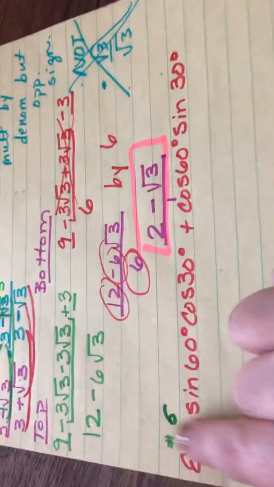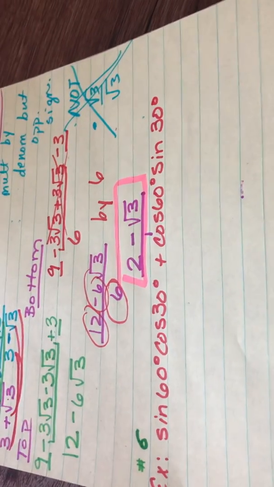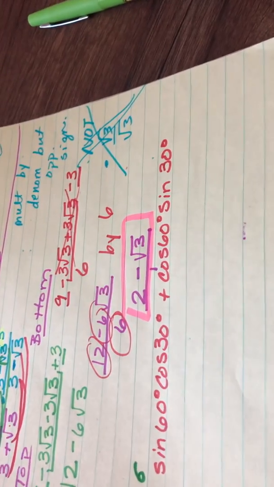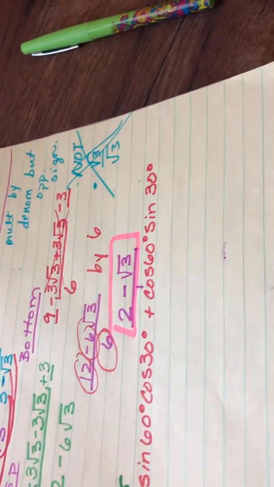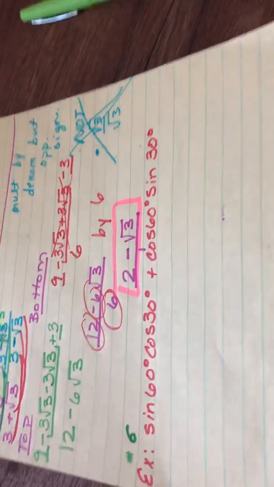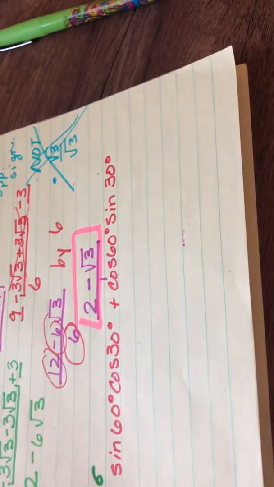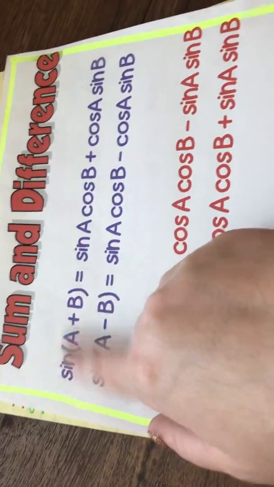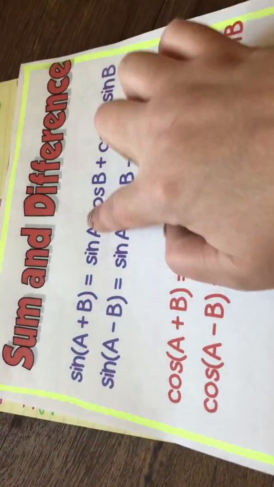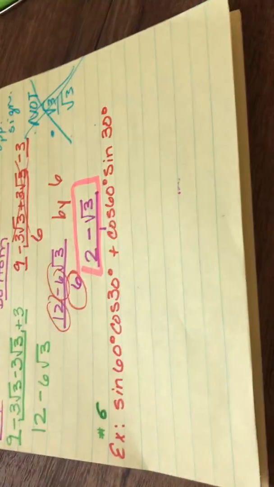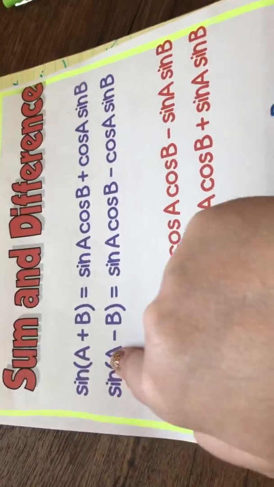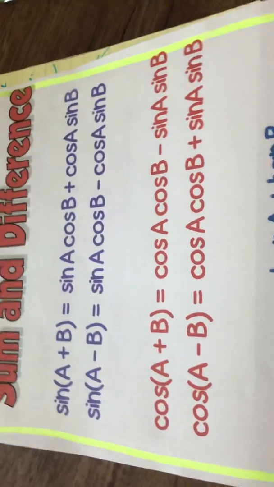Okay, this is number 6 on the homework. It says to write the expression as the sine, cosine, or tangent of an angle, and then find the exact value of the expression. So what this means is we're going to go backwards. So far on these formulas, we've been given the left side, and then we find the right side. This problem is backwards. It gives us the right side, and we have to find the left side.